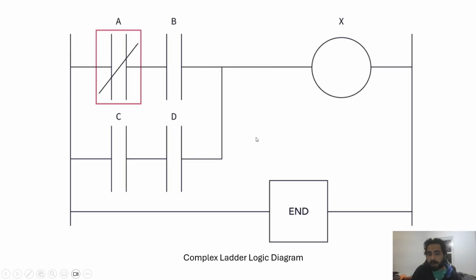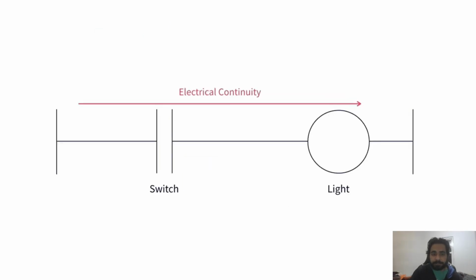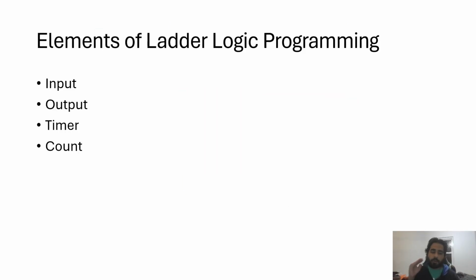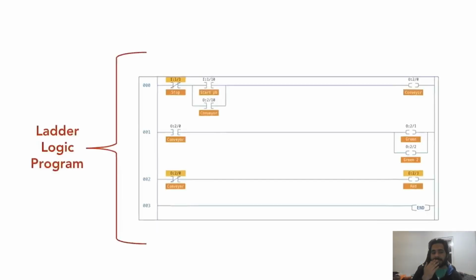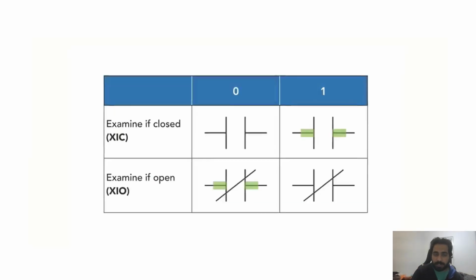We will also discuss AND gate, OR gate, and many other things that are important to understand how things are happening here. So there are four elements of ladder logic programs: input, output, timer, and counter. It looks like this. The programs look like this, and I'm also going to demonstrate it to you.